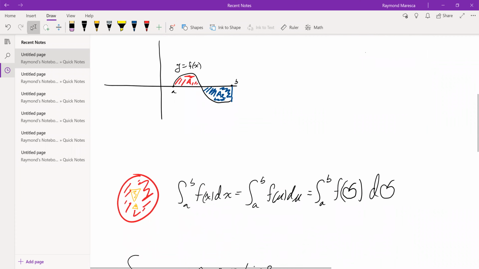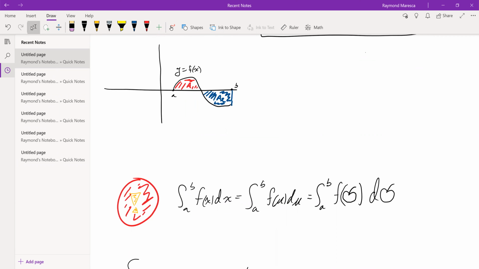One thing to be careful of is that if we're computing the definite integral of f of x dx, that's the same thing as that of f of u du, and the same thing as that of f of a cherry d cherry. The variable of integration does not matter.